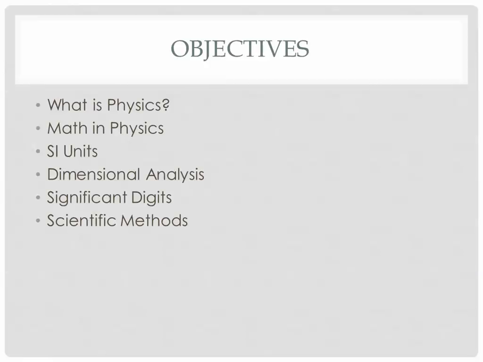We have 6 concepts that we're going to cover during the course of this lecture. We don't have to go very far in depth into any of them. They're pretty quick, but there's quite a few of them. We're going to talk about physics and what it is. We're going to talk about the use of math in physics. We're going to talk about the regularity of the SI units that we'll use throughout the course. We'll talk about dimensional analysis as a method to relegate derived units. We'll talk about significant digits, what that means, and also very briefly about scientific methods.